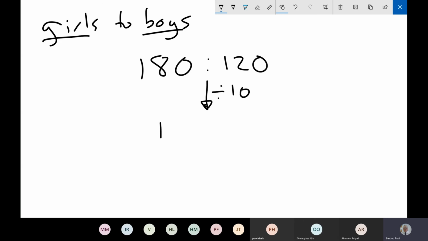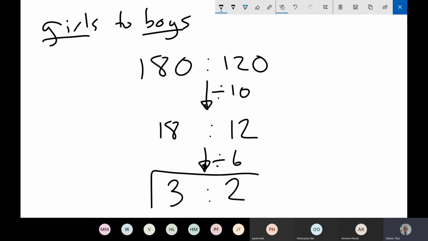So if I divide 180 by 10, that'd give me 18. And if I divide 120 by 10, that'd give me 12. So my ratio of 180 to 120 is exactly the same ratio as 18 to 12. I can simplify that down again. I could halve it and then halve it again. There's various things. But looking, I can tell that 6 goes into both of those. So 18 divided by 6 would give me 3. And 12 divided by 6 gives me 2. So my actual ratio for this school of girls to boys is 3 to 2.